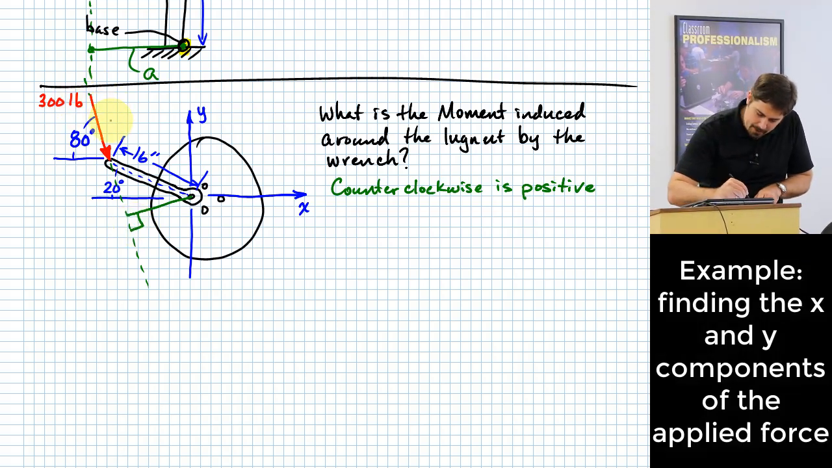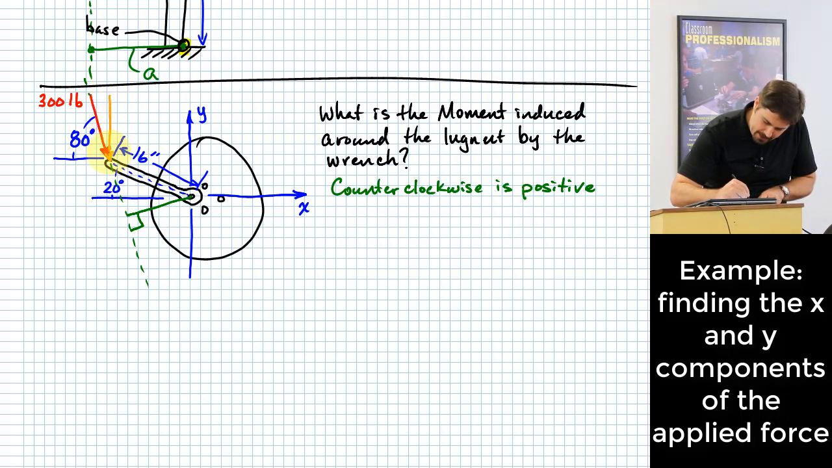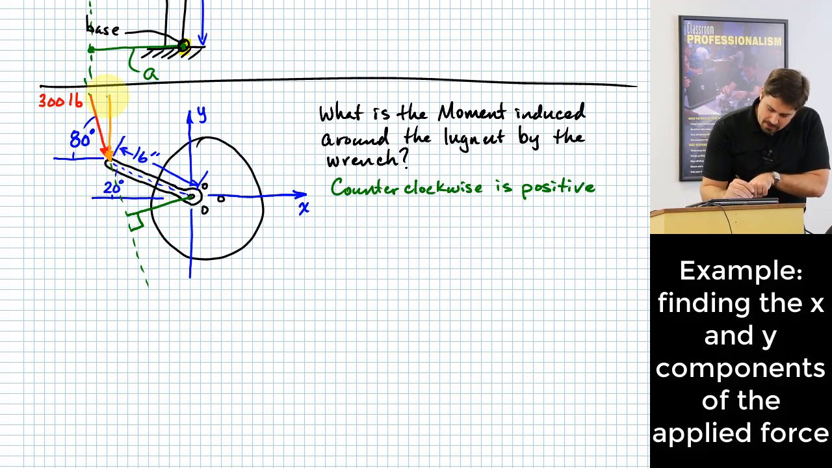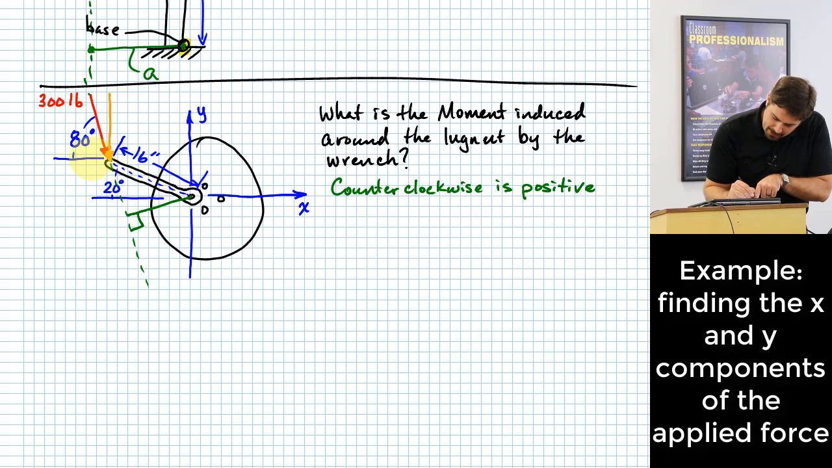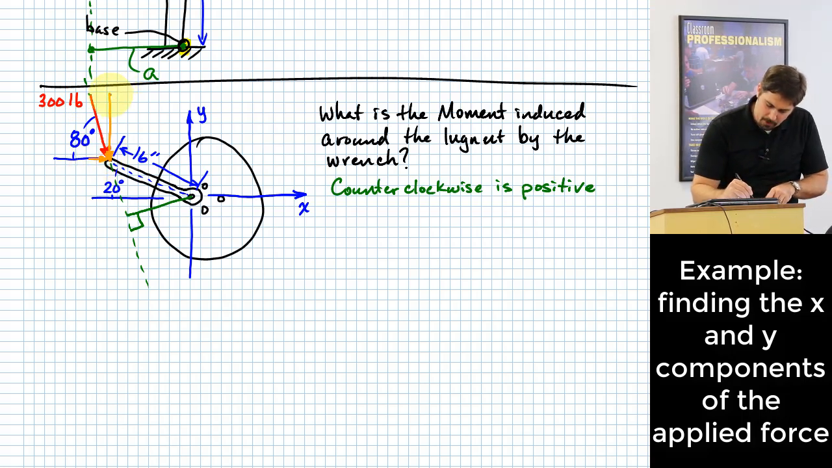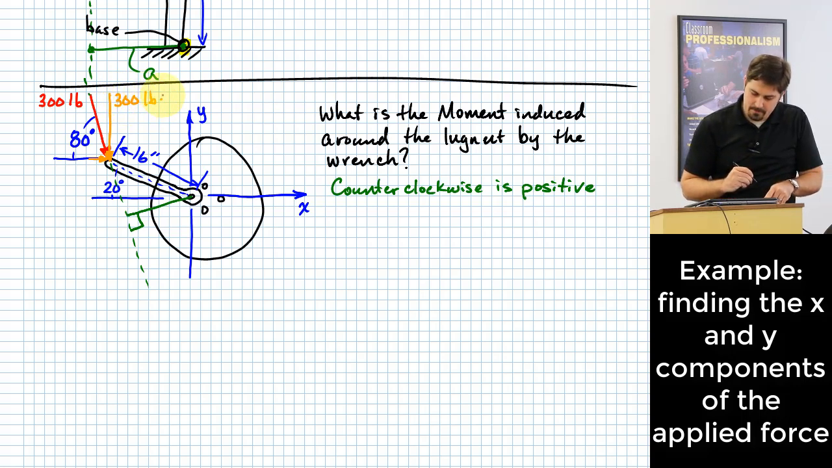If we take this 300-pound force and say that is really the sum of a force that goes straight down, and the magnitude of that piece would be what? If we're going to take the sum of that force and then another force that goes to the side like this, the part that goes straight down is how much? 300 pounds times, I hear a lot of people saying the sine, okay? The sine of 80 degrees.